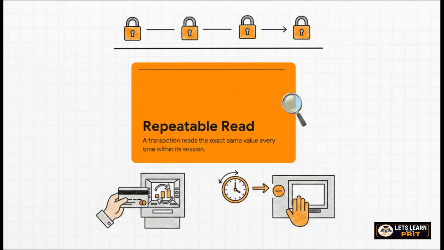So if you check your ATM balance and it says 10,000 rupees, it locks that view for you. Even if a recurring bill auto-deducts money halfway through your session, your screen won't mysteriously change until you actually finish your current transaction. एक बार read किया तो value same ही रहेगी.